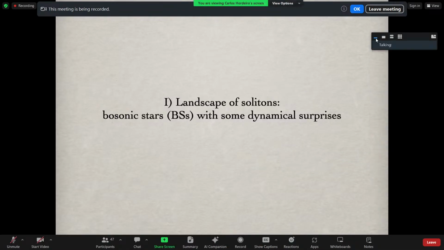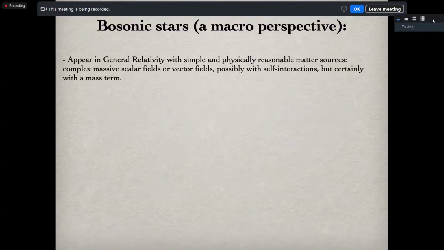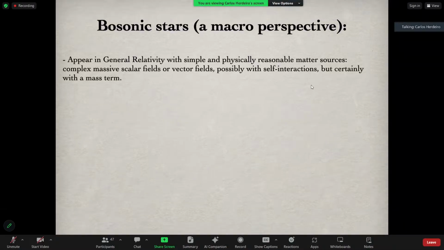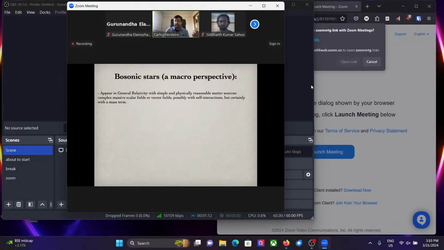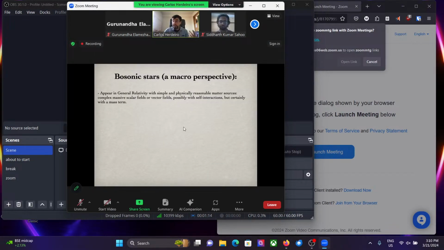And everything I'm going to say here is, well, in general relativity. So in fact, from the gravity perspective, these bosonic stars appear in general relativity. By this, I mean it's not modified gravity, albeit they are generalizable to modified gravity. So if you have these bosonic fields that are non-minimally coupled, or you have modification in the pure gravity sector, you can have this type of solutions as well.